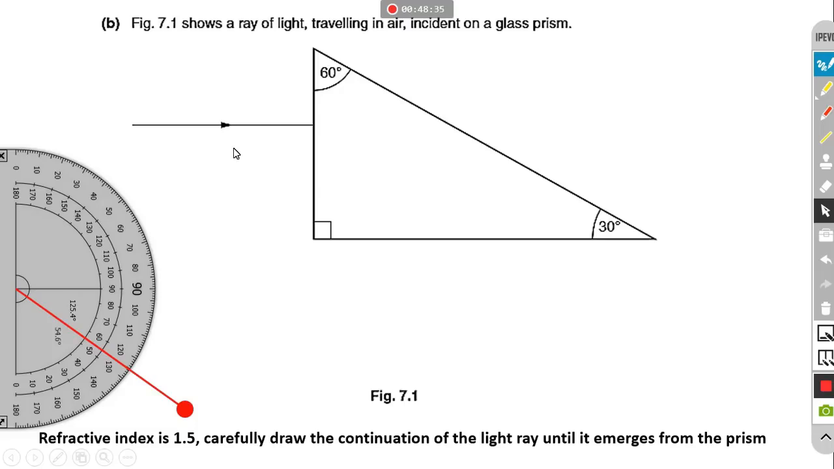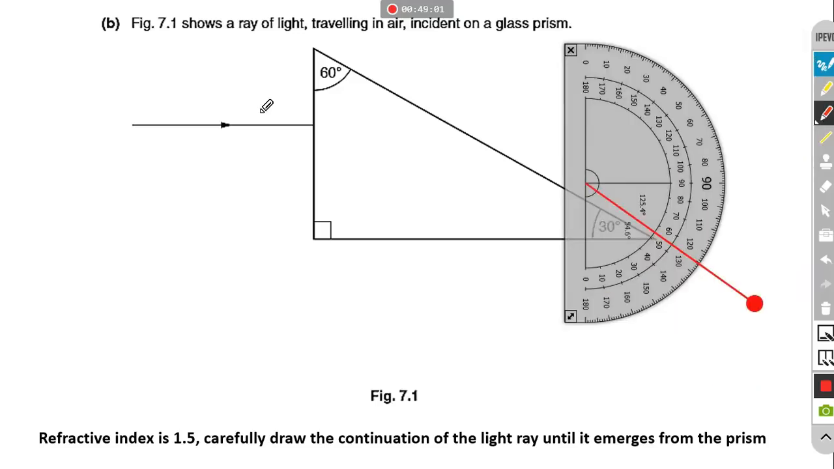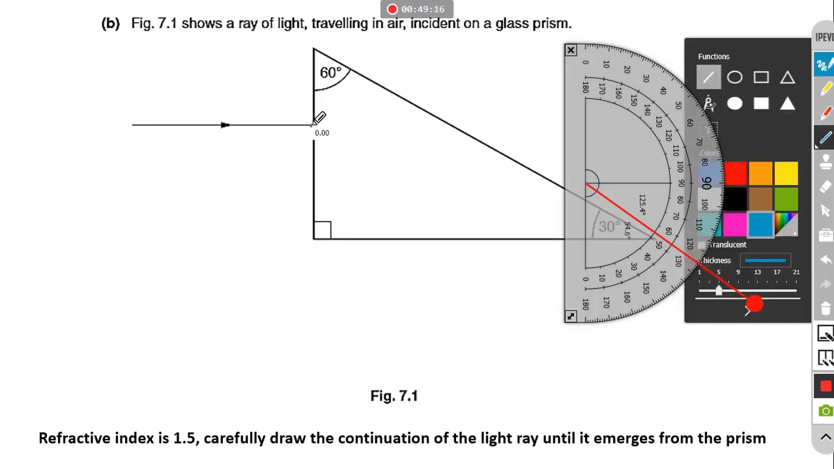Now next thing, Figure 7.1 shows a ray of light traveling in air, incident on a glass prism. So this is an example that would involve total internal reflection. The refractive index is 1.5. It's given, draw the continuation of the light ray until it emerges away from the prism. So at this entrance point, we know it came perpendicular to the surface, or exactly on the normal line, which means the angle of incidence is 0. Therefore, it's going to continue straight. From this point, it will definitely continue straight.